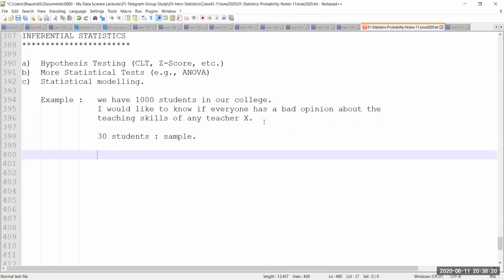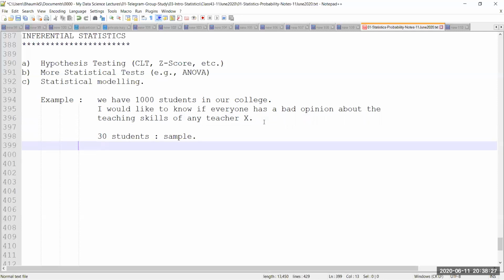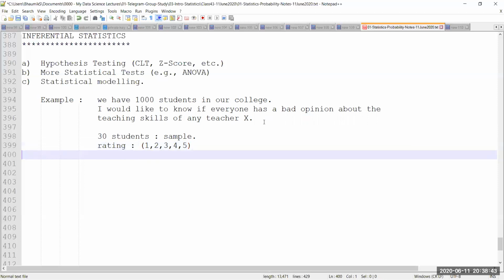Then I start taking a rating of that teacher. From each and every student, I ask for a rating for that teacher. I have a scale of 1 to 5. So 1, 2, 3, 4, 5. You choose any number. I randomly select 30 students, and you have to give me a rating which is somewhere in this range, 1 to 5. You cannot choose anything like not applicable or something. You have to be very specific about which number you want to select.